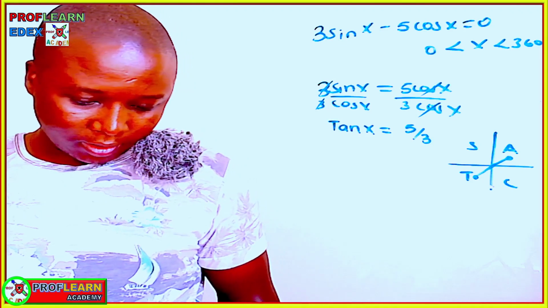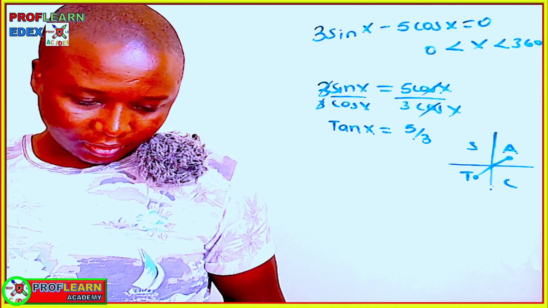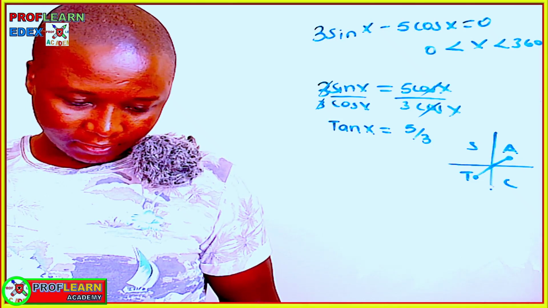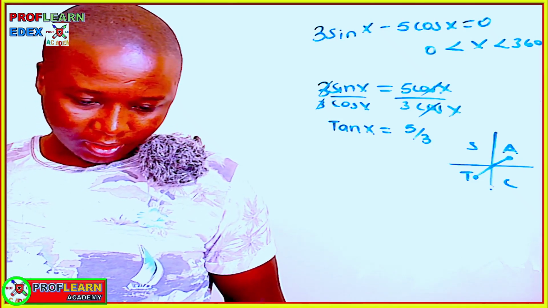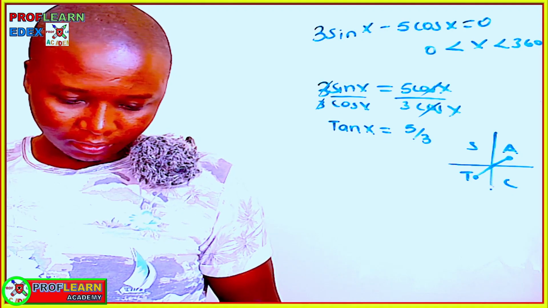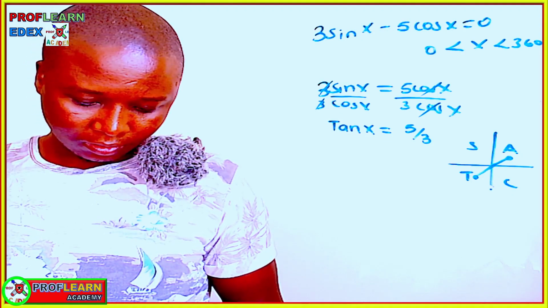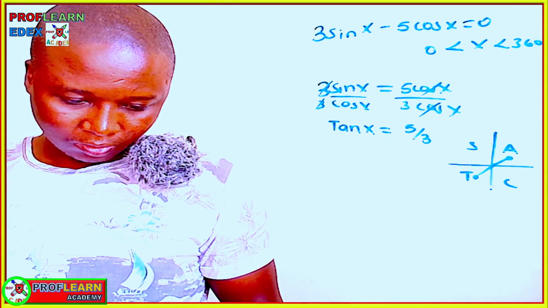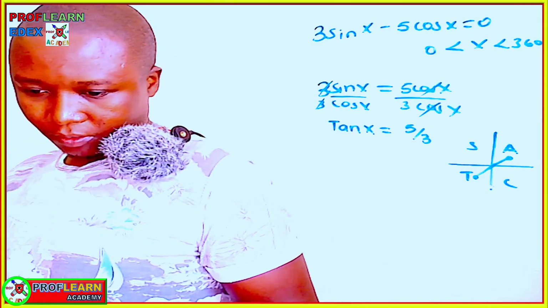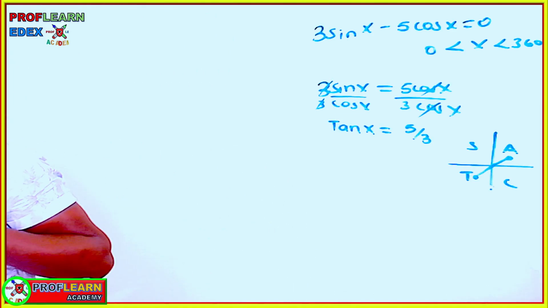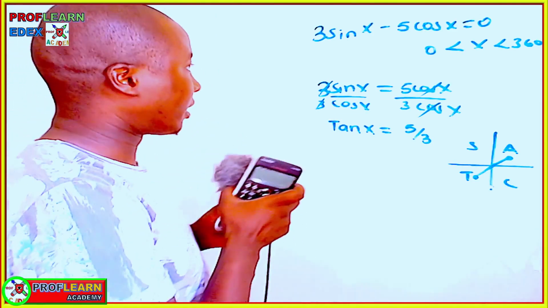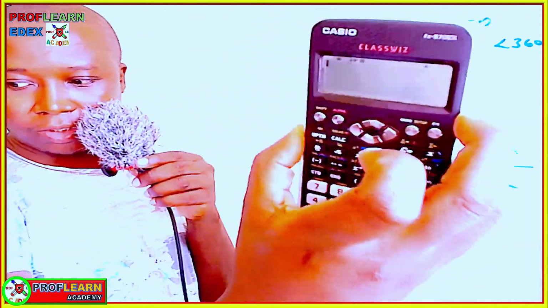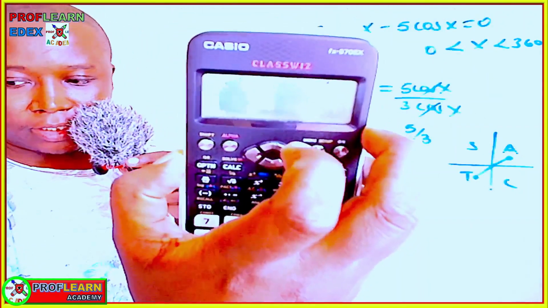So this is going to be shift tan inverse of 5 over 3. This angle should be in degrees. Ensure that if the range is given in degrees, your calculator also is in degrees. At the top here it should show D.